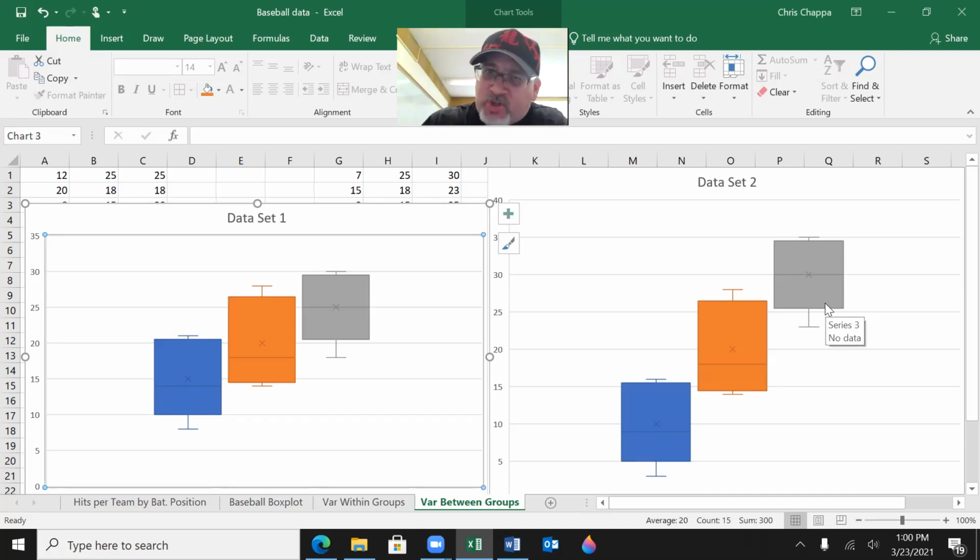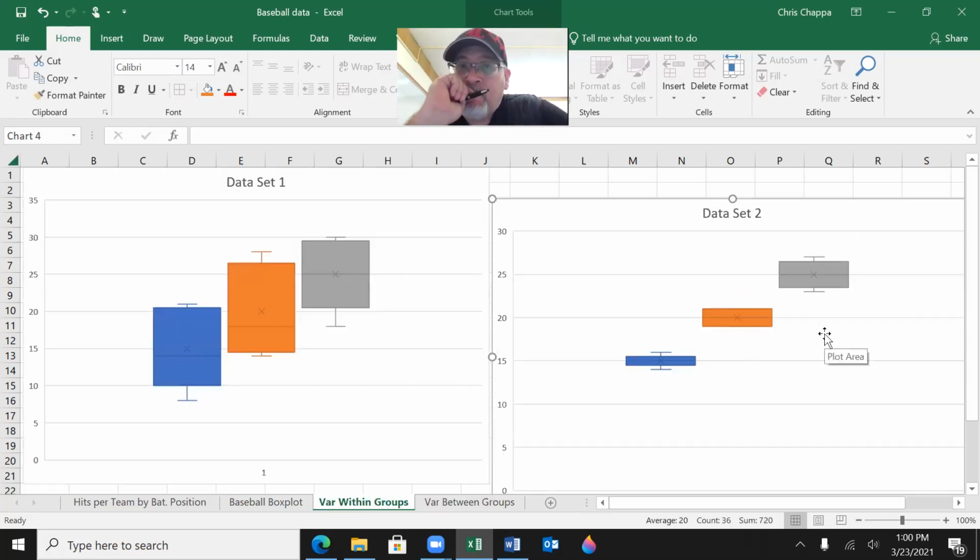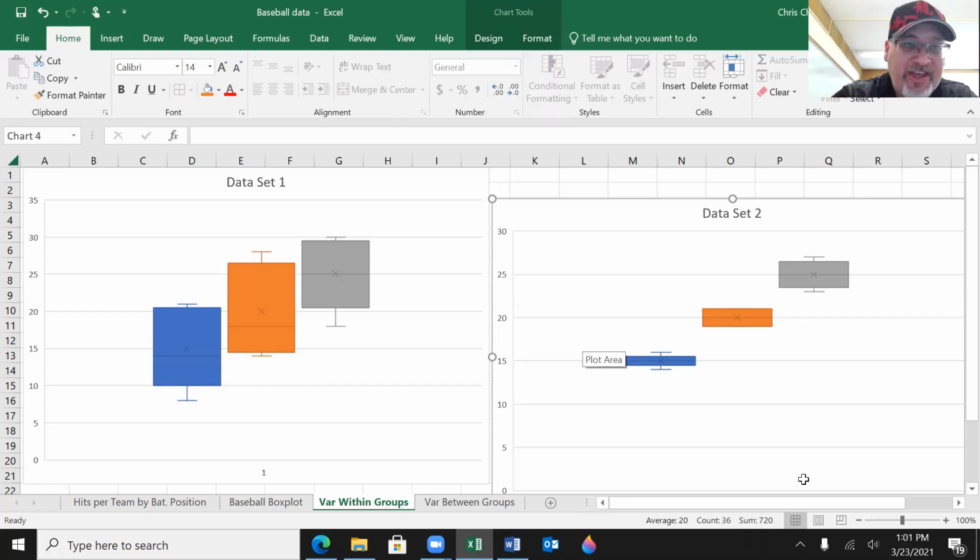And I wish I could remember the student's name, but they came up with a brilliant gimmick that I use to this day. If you choose a data set based on how thin it is, in other words, if you're blaming the lack of overlap based on how thin the boxes are, not their locations, but how thin they are, it's variability within groups. In other words, the word within contains the word thin.